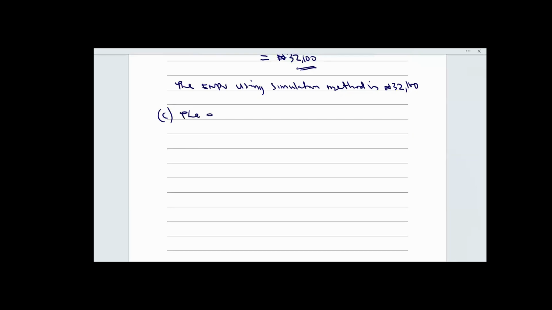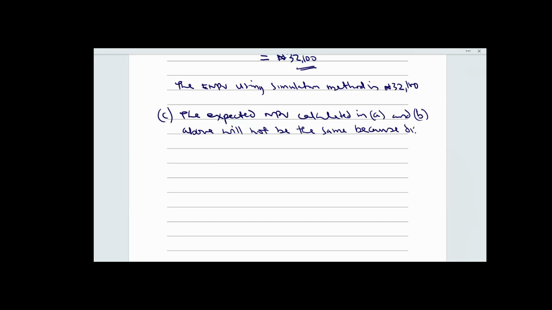the expected net present value calculated in A and B above will not be the same because different methods are used.